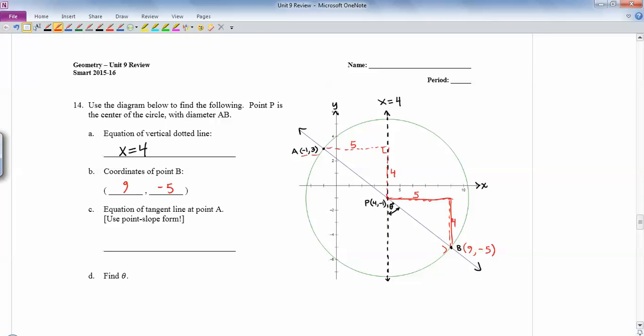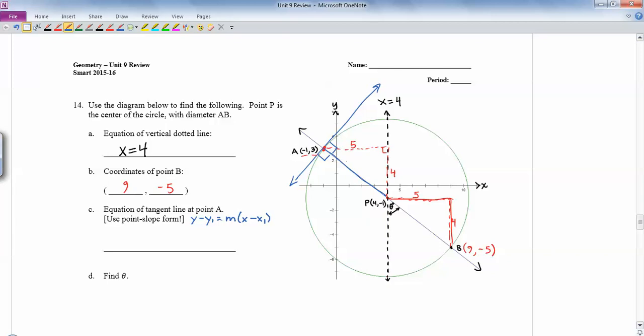Okay, the next part says, find the equation of the tangent line at point A. So I'll draw the tangent line right here in blue. So it looks like this. And the equation of it, well, remember, we've got a radius drawn to a tangent line. And point slope form, remember, is y minus y1 equals m, x minus x1.